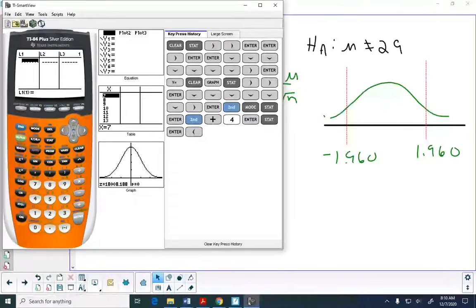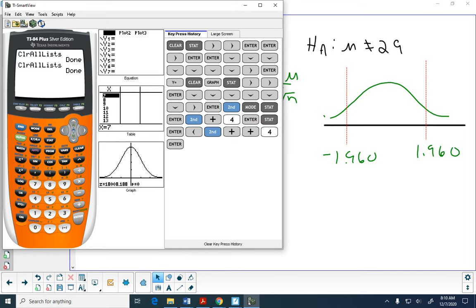Once again, go to second and the plus sign, and option number 4 says clear all lists. So you're going to clear all lists, hit enter, and it will just clear all your lists for you. Now we go back to our stat button, and we want to edit our lists. So in our list 1, I'm going to enter all these values.